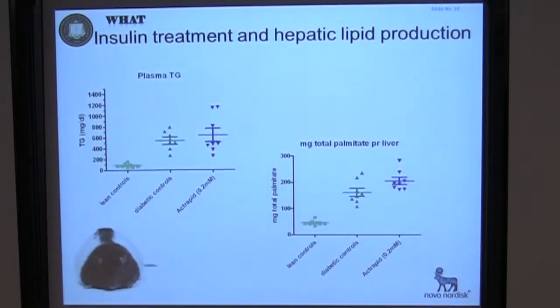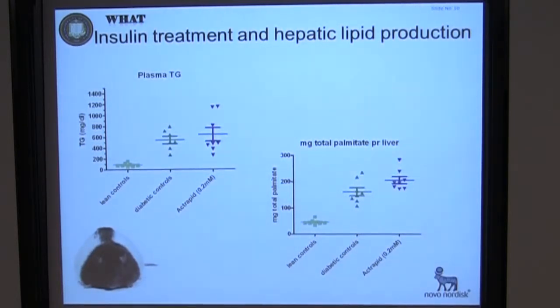The purpose of this study was to look at the hepatic lipid production, and in order to do so we labeled for only 2 hours because the turnover of lipids in the liver is very fast. If I labeled for too long, I would just see 100% of labeling in all my groups and I wouldn't be able to tell the difference. So we looked into the amount of triglycerides that were present in the plasma. That is a measure of how much lipids are exported in the form of VLDL particles. And also I looked at the total amount of palmitate in the livers. And when I did that, I didn't really see anything going on.